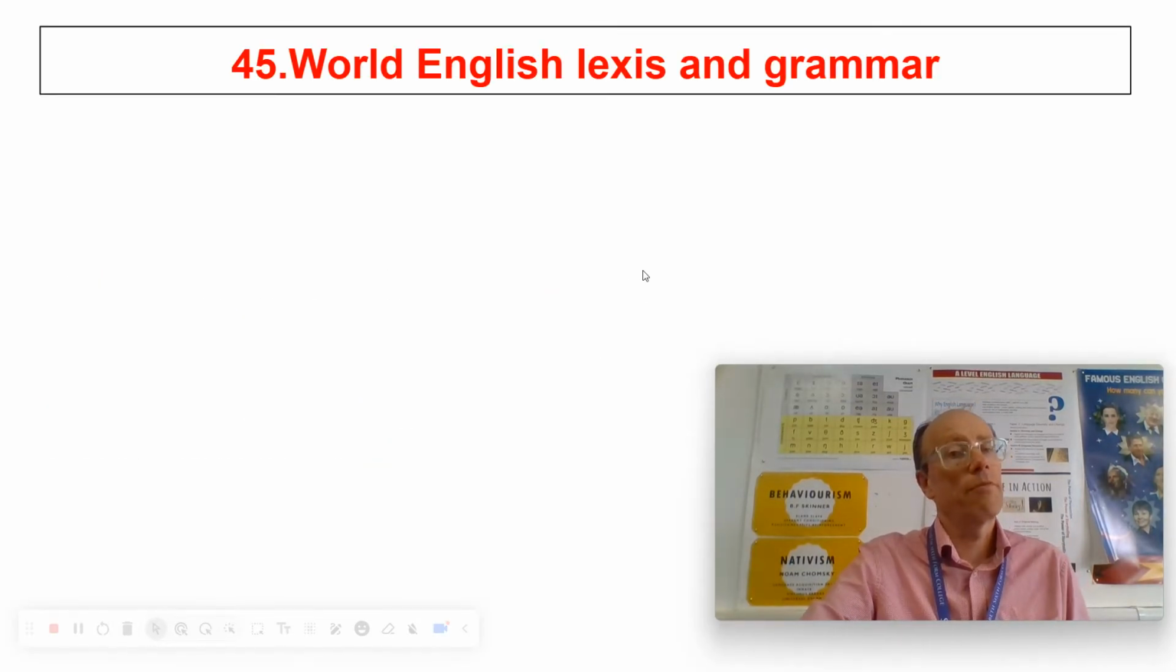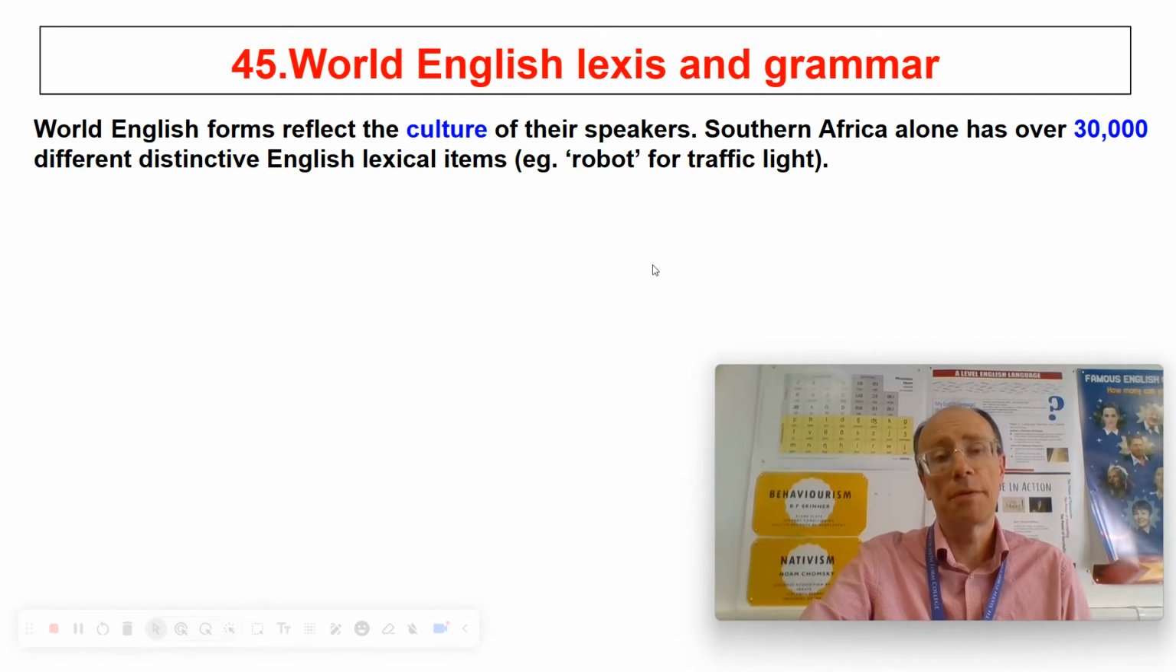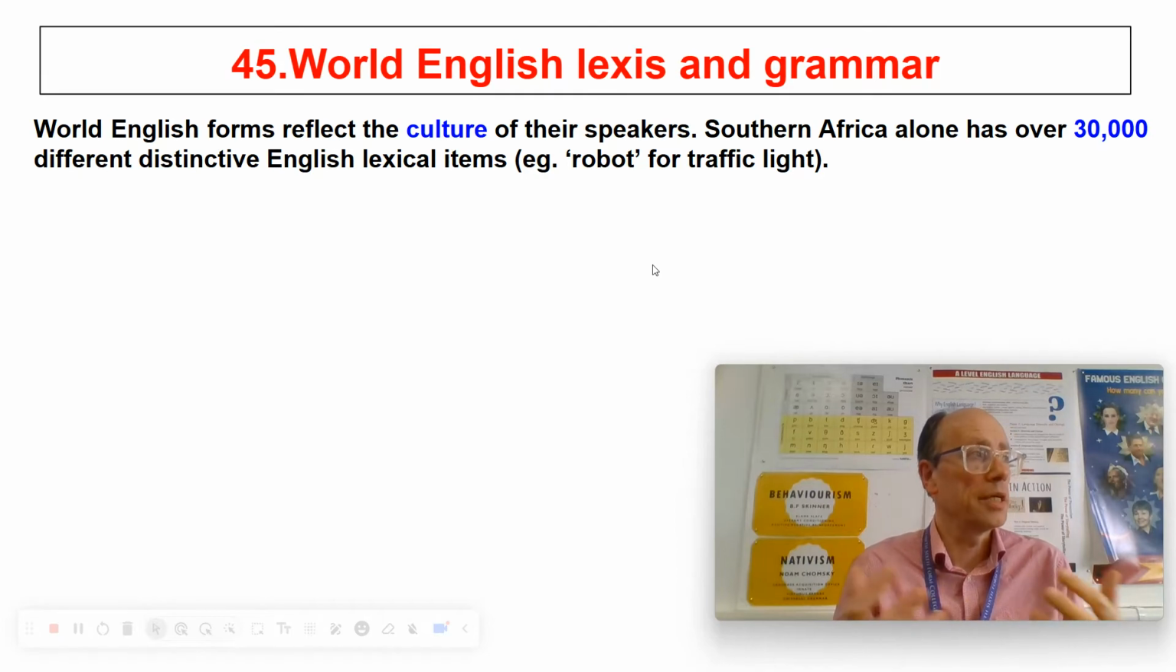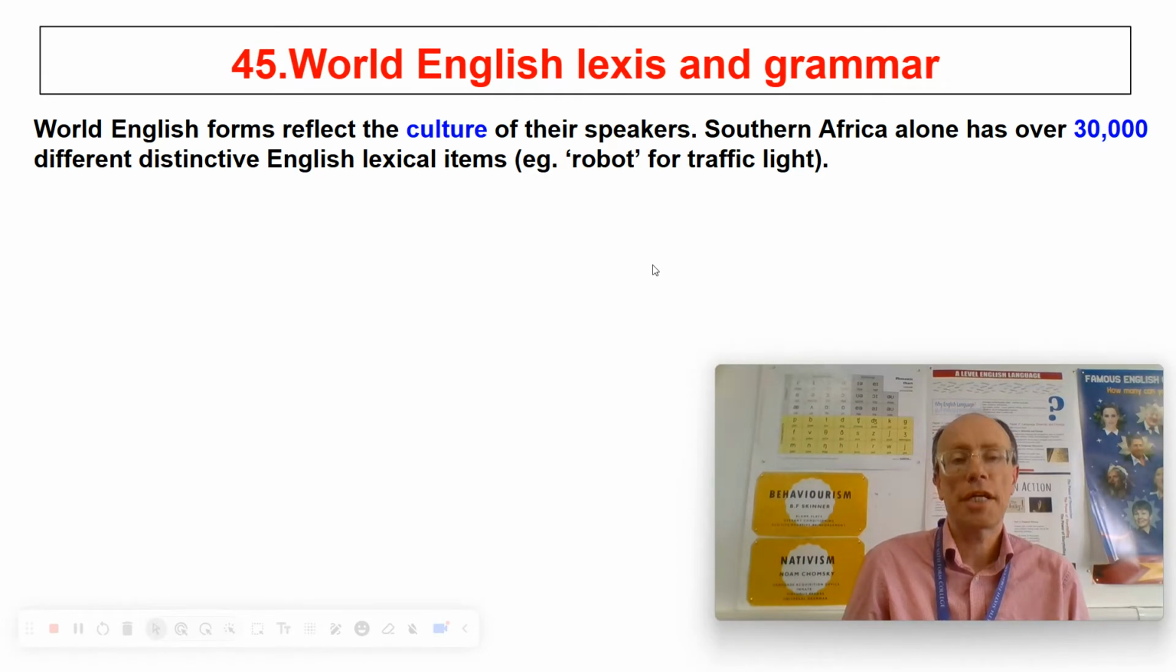Language change concept 45 is some examples of World English lexis and grammar. Always useful to have some examples up your sleeve of World English. Of course, World English forms reflect the culture of their speakers, right? If you take somewhere like Southern Africa, which incorporates South Africa and places like Zimbabwe, that alone has over 30,000 different distinctive English lexical items.